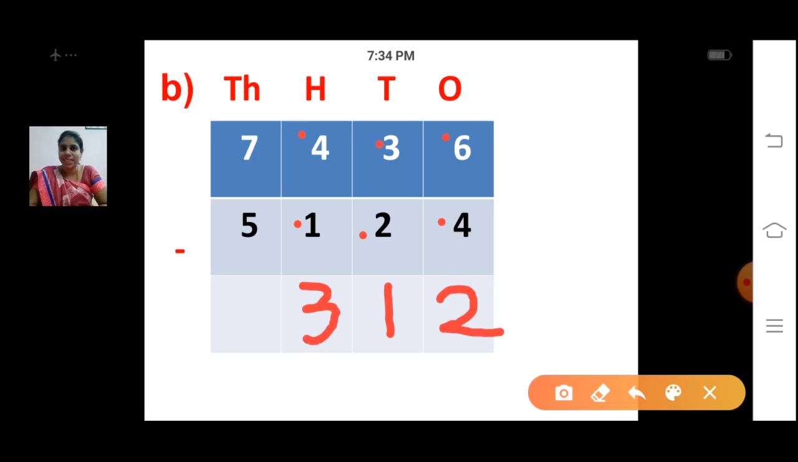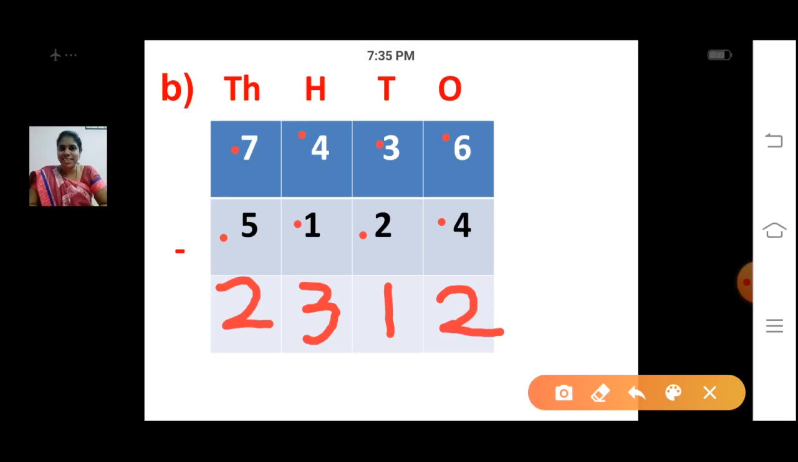Now let's subtract the thousands place. 7,000 minus 5,000. Start from number 5. Count forward till you reach 7. After 5, 6, 7. So 2. 7 minus 5 is 2, so 7,000 minus 5,000 is 2,000. So the answer is 2,312.